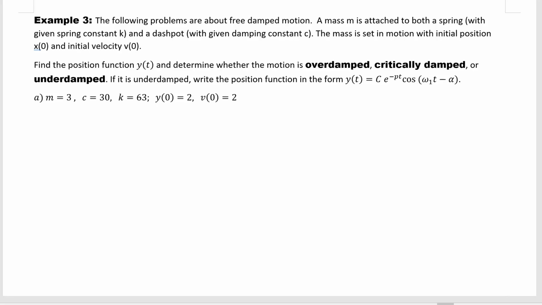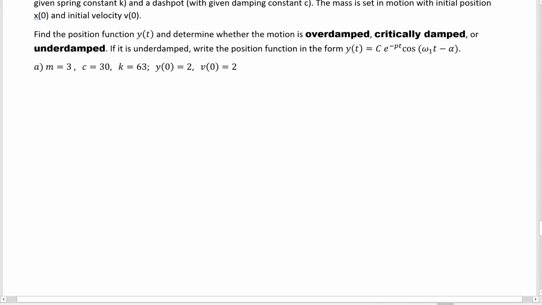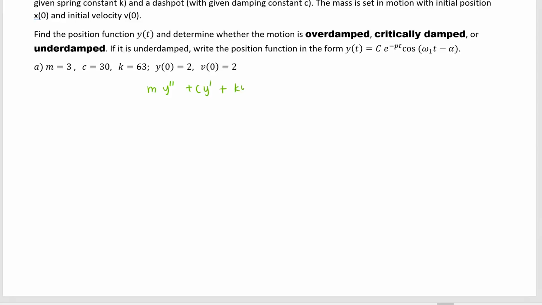Alright, so let's calculate this. I hope you can pause the video and try to work on this problem. And after you're done, we can check our answer. Okay, so are you done? Let's work on it. So our formula is my prime prime plus cy prime plus ky equal to 0. Now let's plug in the numbers. So m is 3, c is 30, k is 63.